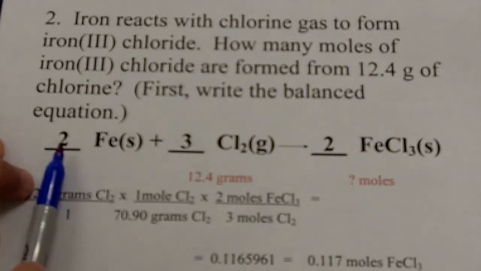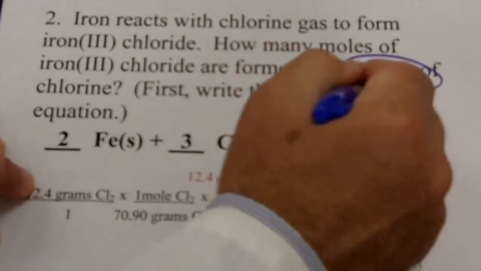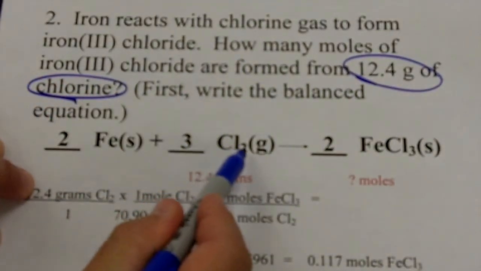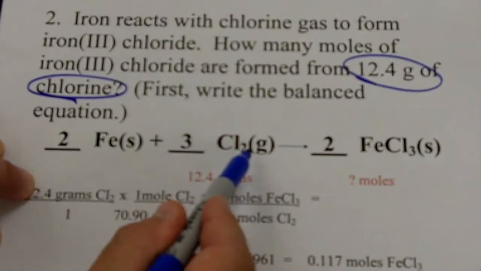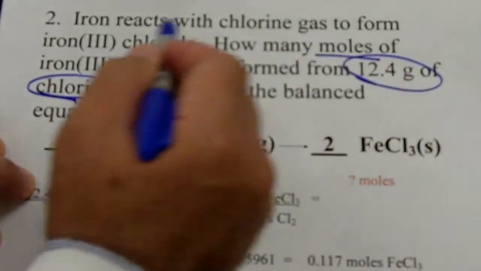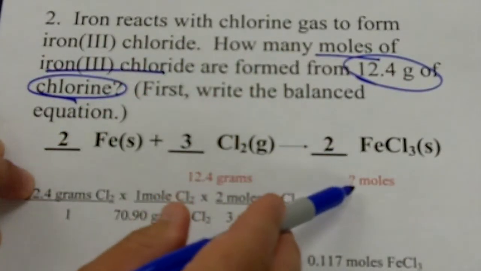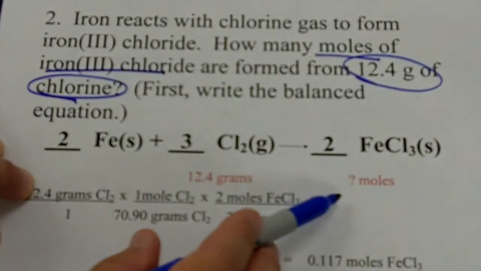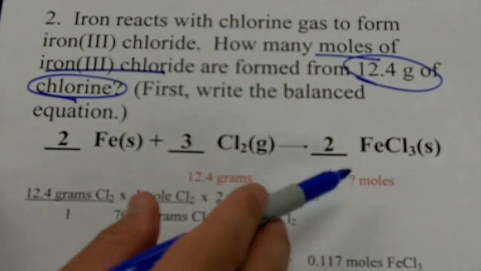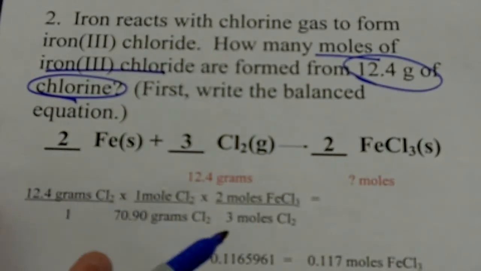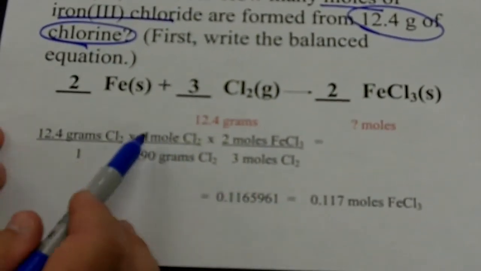Now, what are we given? We're given 12.4 grams of chlorine. So I'm going to write 12.4 grams directly under the chlorine. What about the iron chloride? The iron 3 chloride, that's what I'm looking for. How many moles? We're looking for moles of iron 3 chloride. So I'm going to put question mark moles directly under the iron 3 chloride. The next thing I'm going to do is write down what I've circled. 12.4 grams over 1 times whatever unit is there goes there, and whatever unit I want is going to go on top.